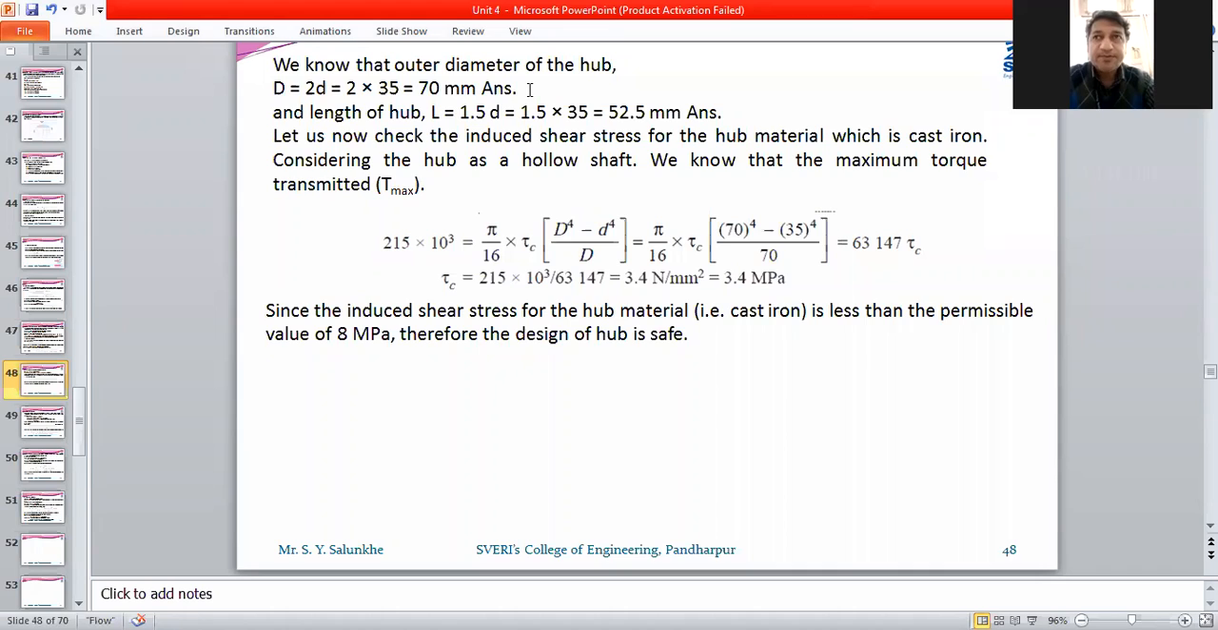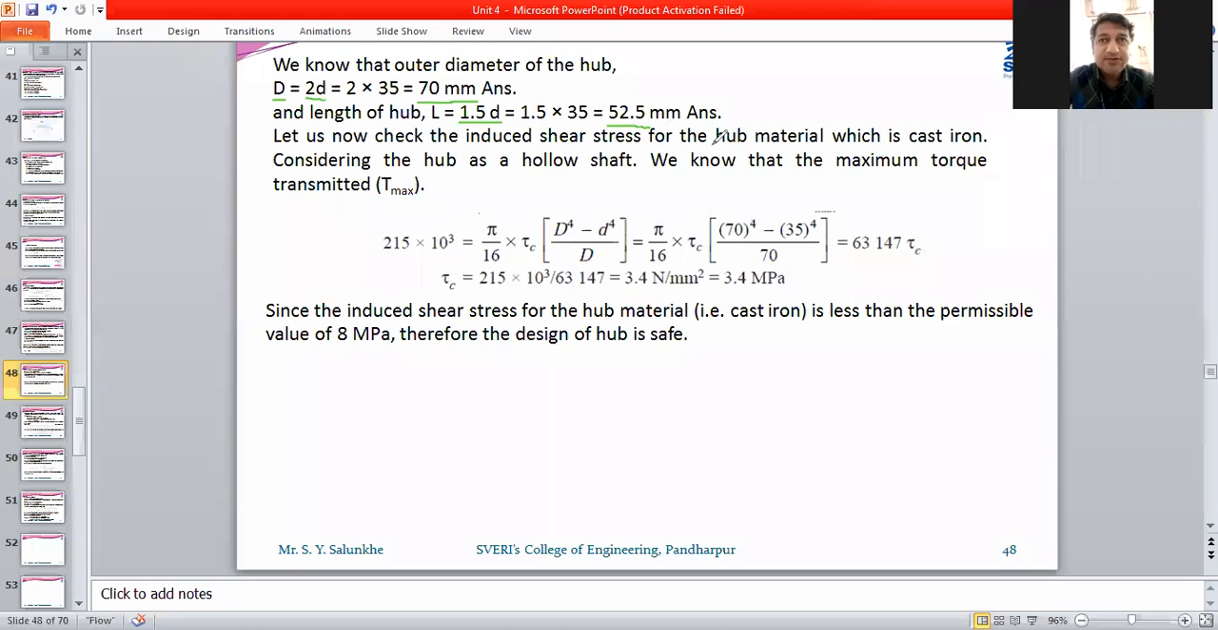So we are going to take here the outer diameter of hub equal to twice the inner diameter, that is the diameter of shaft, and it is equal to 70 millimeter. Length of hub is taken as 1.5 times the diameter of shaft, that will be equal to 1.5 into 35, that is 52.5 millimeter. This you can also approximate to 55 or the next whole number. I have not approximated here.